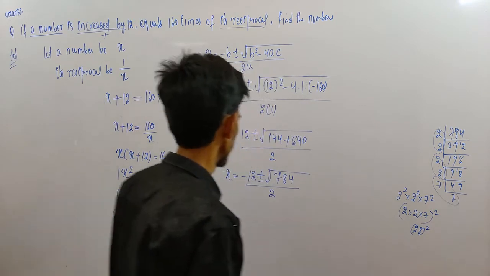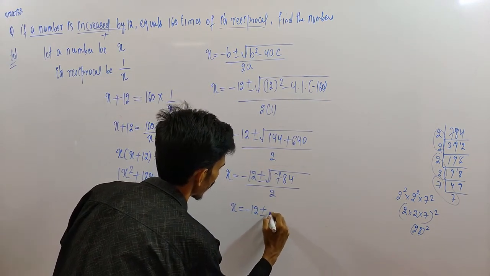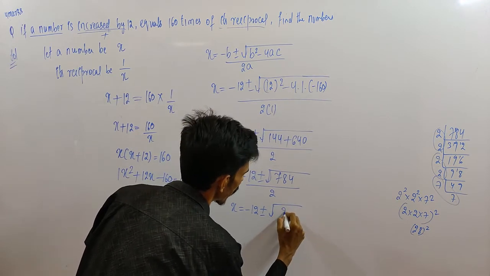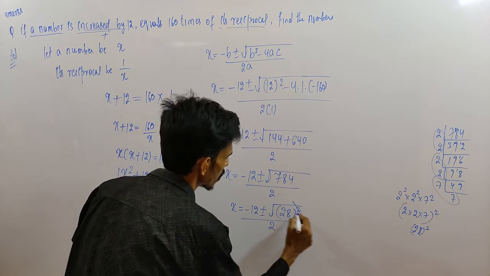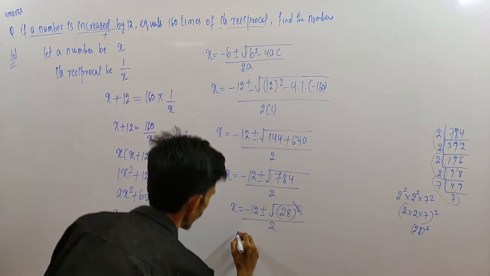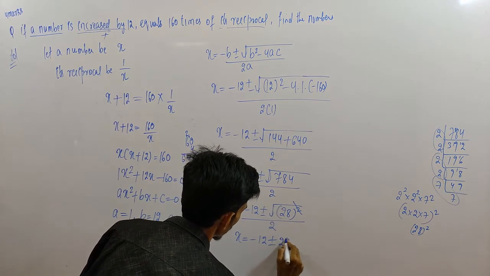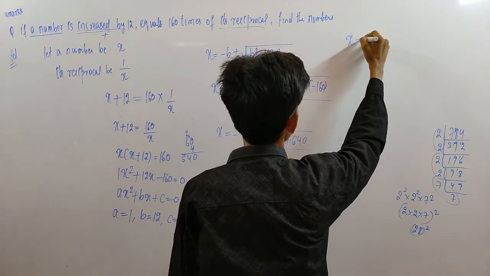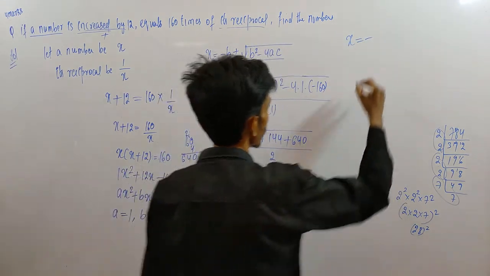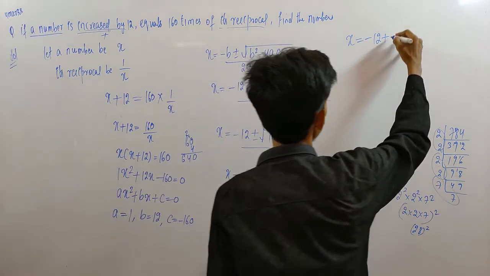28². So this will become x equals minus 12 plus or minus square root of 28² divided by 2. The square and root will get cancelled. We have x equals minus 12 plus or minus 28 divided by 2. First take the positive sign.